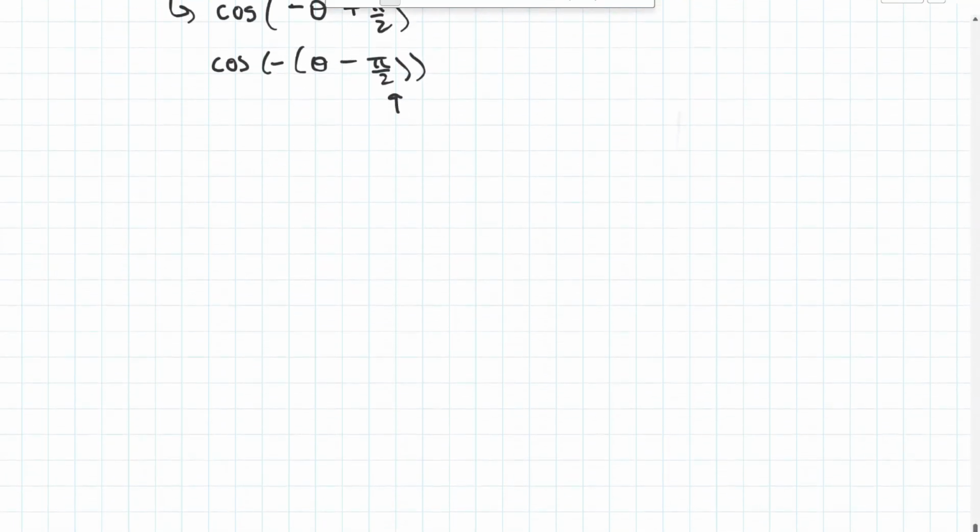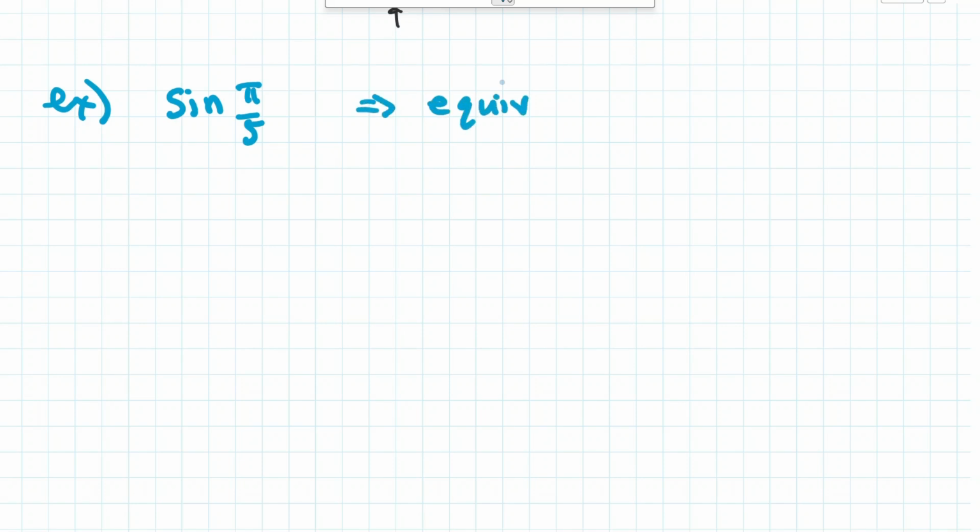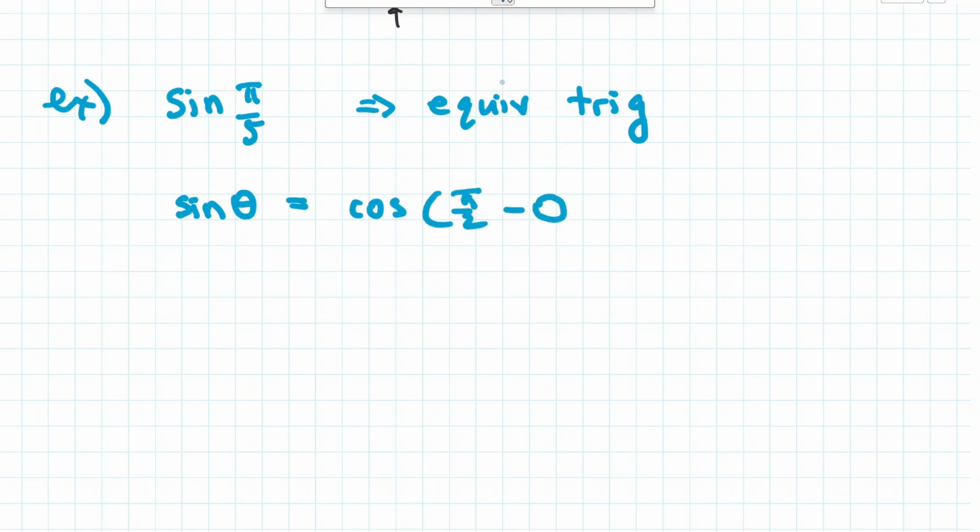Okay, so let's do a bit of an example to explain that. For this example, let's consider sine pi over 5. What we want to do is find an equivalent trig expression for this in terms of cosine. So what did we learn previously? We stated that sine theta equals cos of pi over 2 minus theta.